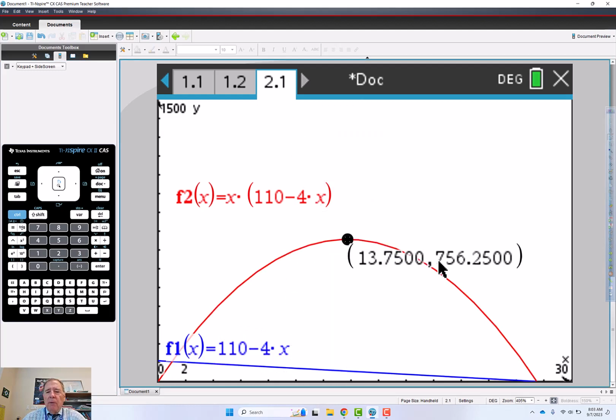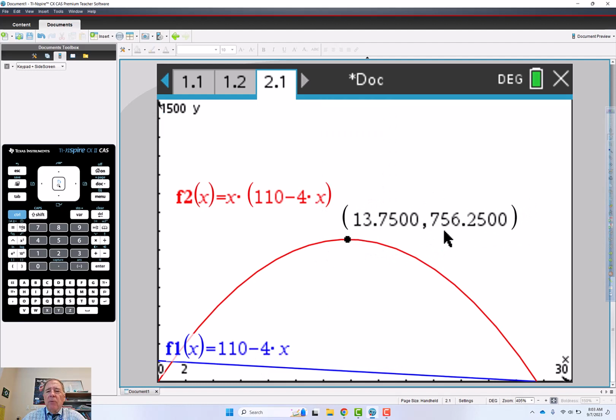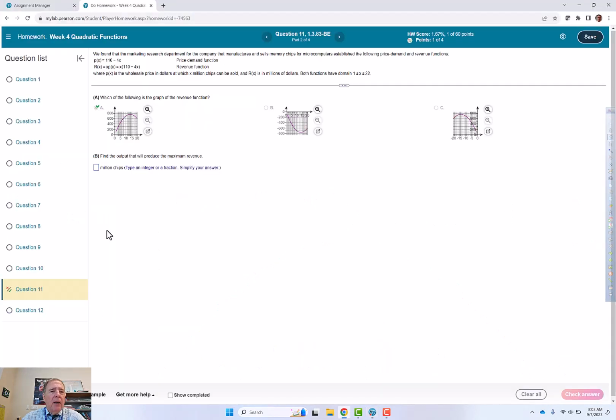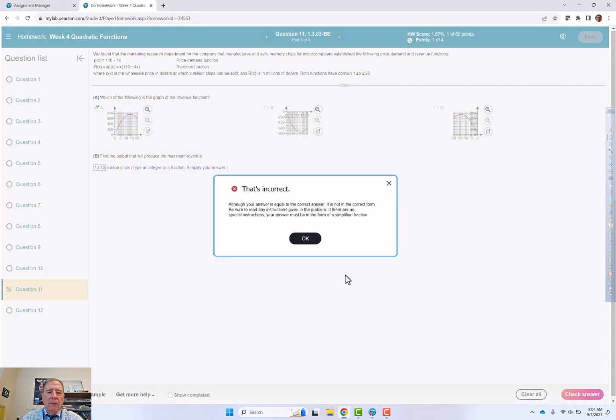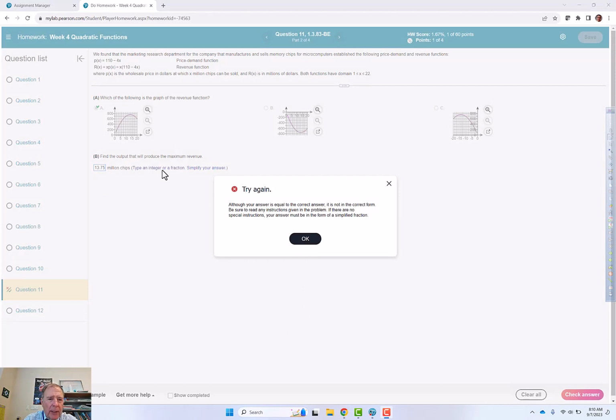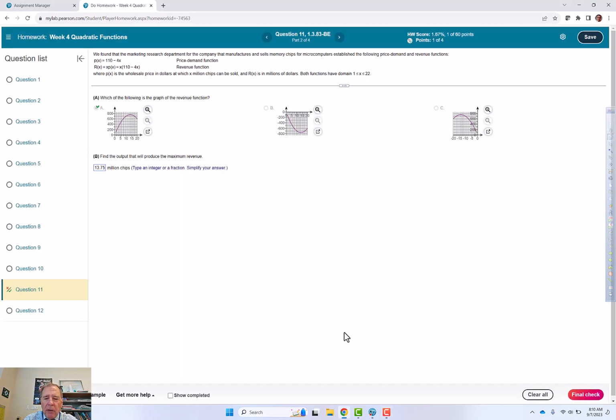Lower bound, upper bound. So 13.75 is the supply level that we want to maximize revenue. I'm going to put that in, 13.75, check answer. Oh no, I'm pretty sure that's the right answer. Type an integer or fraction, simplify your answer. So I didn't read the fine print.